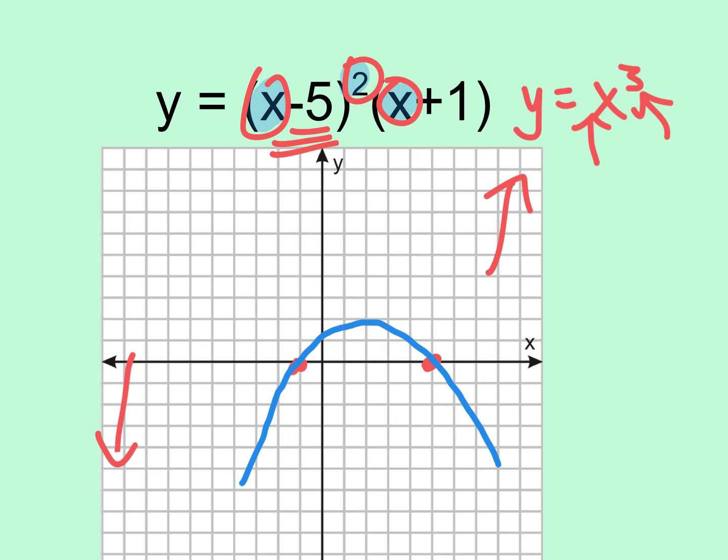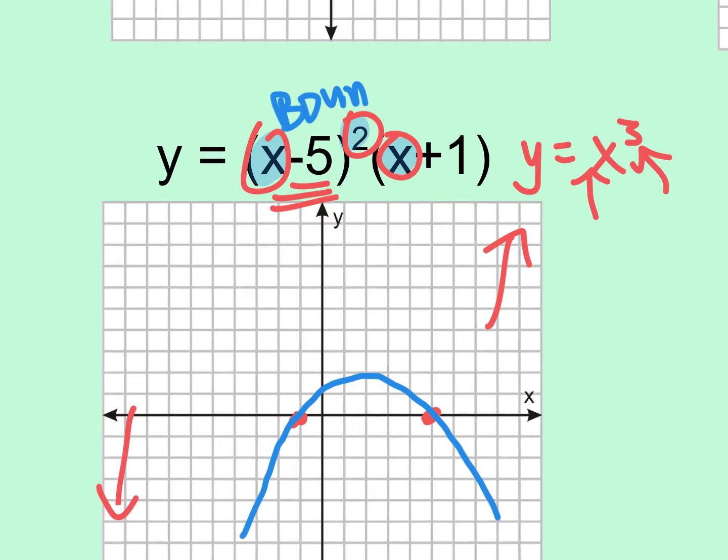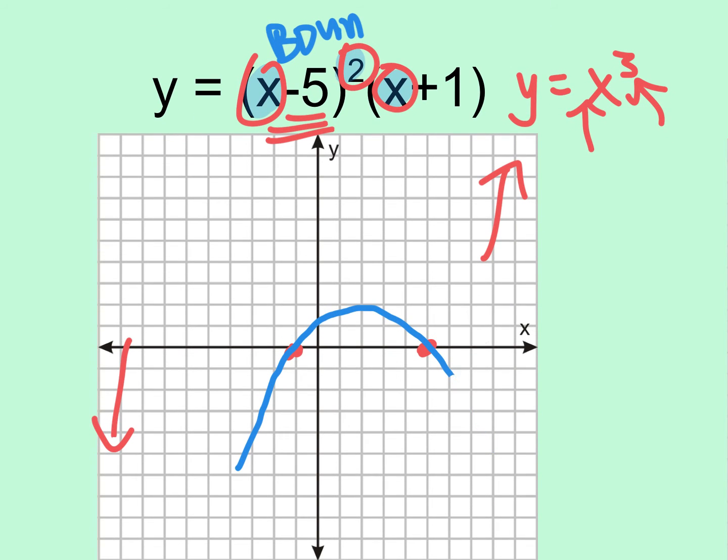Yes? You have to like bounce. You have to bounce. Remember the 2's are bounces? I have to bounce at the 5. So as I'm drawing this across, I do start where I was starting, down here. But when I hit the 5, I gotta bounce off the 5 and then go up.